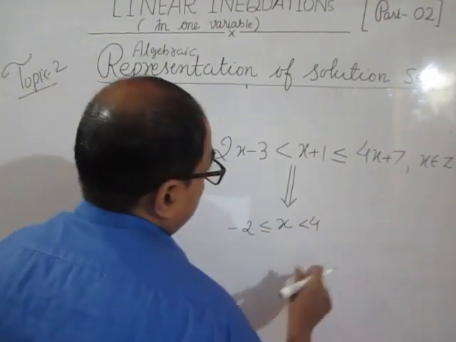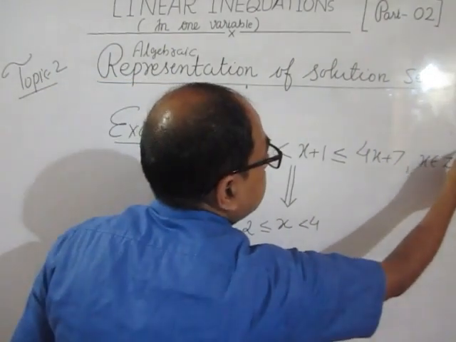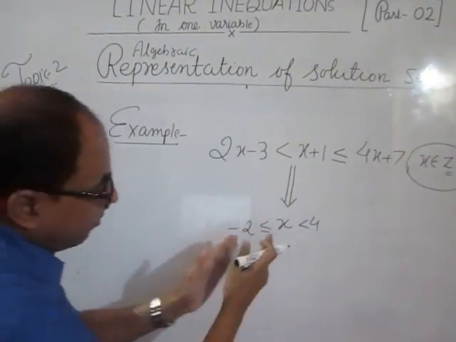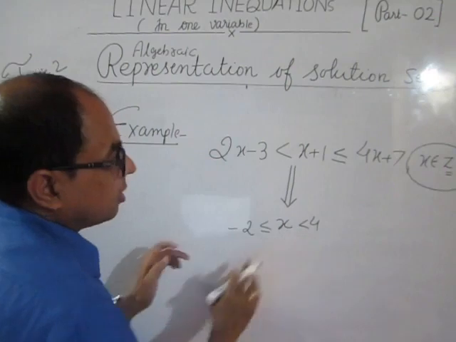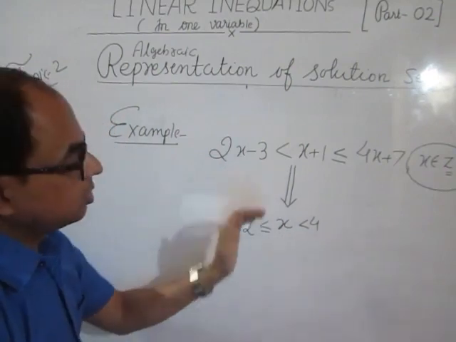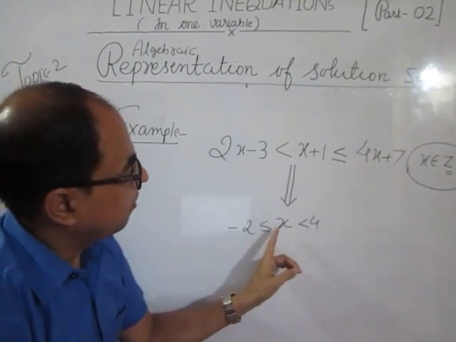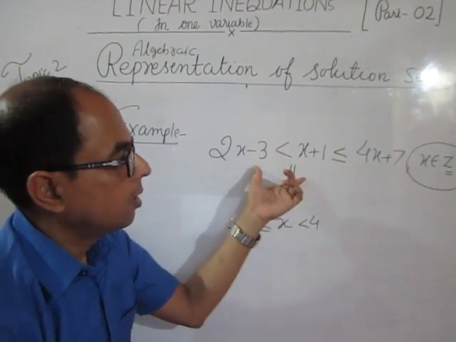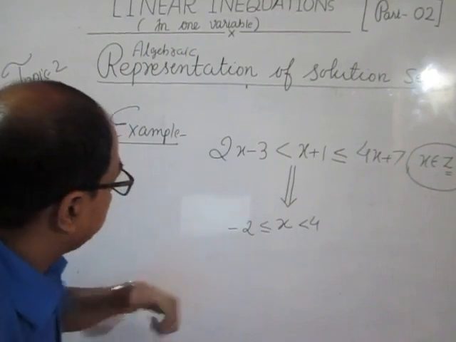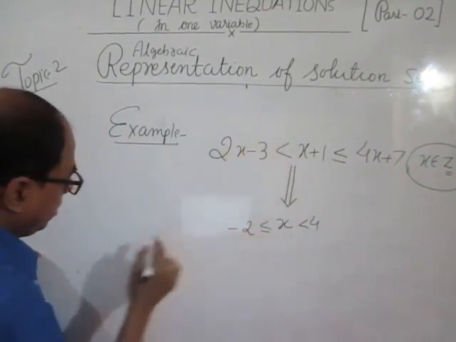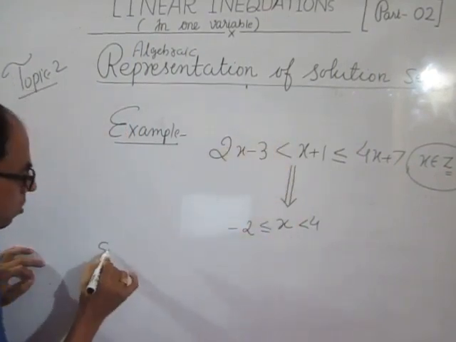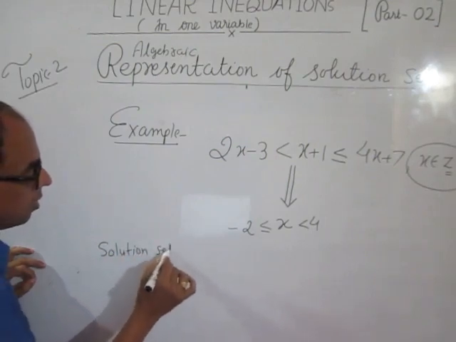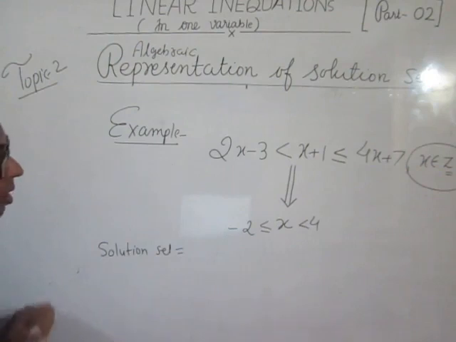Now, here the replacement set is given as set of integers. This is the solution of this inequation. That means all the values of x from minus 2 to 4 will satisfy this inequation. But how can we write this solution? So the solution set. How do you write the solution set?